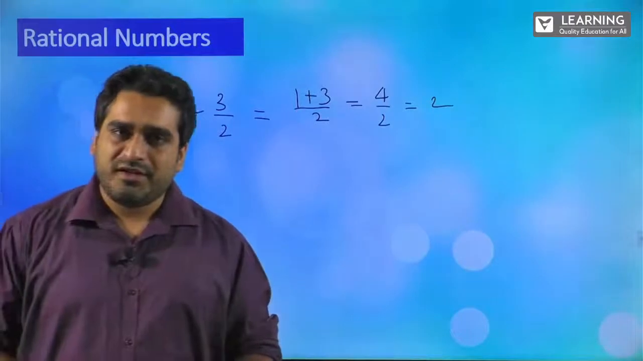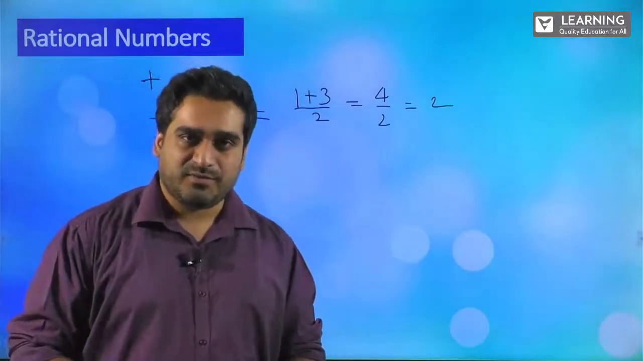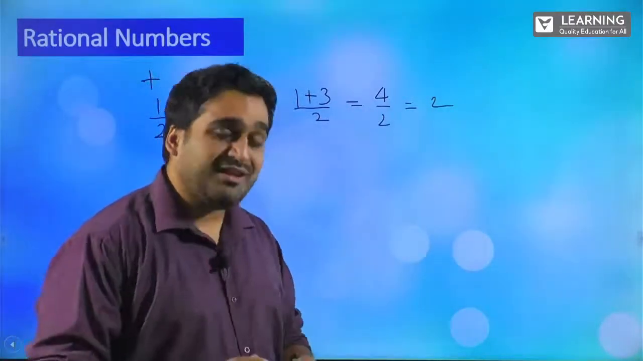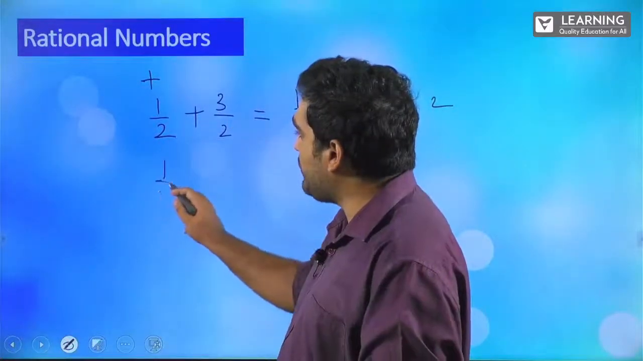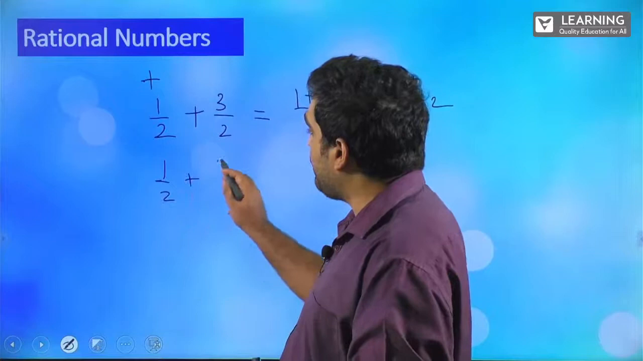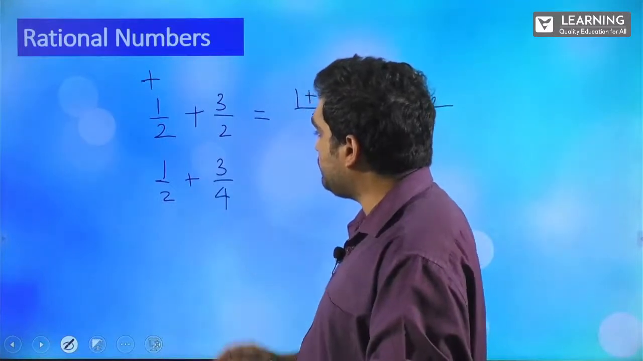But what if it's more of an unlike fraction? Unlike fraction, meaning the denominators are not the same. So let's take a look at an example, which is 1 by 2 plus 3 by 4.